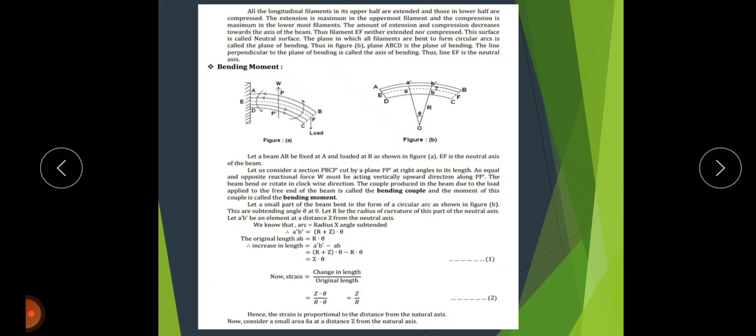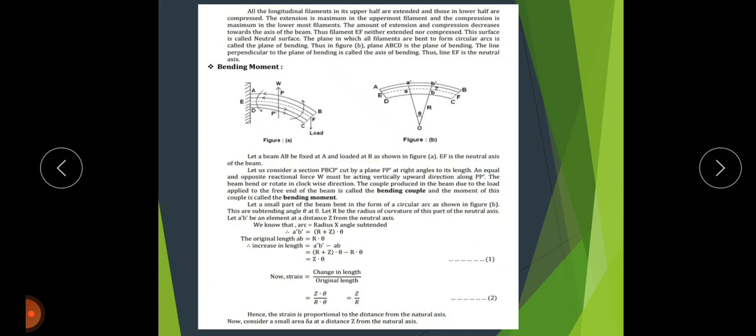The beam bends or rotates in a clockwise direction. The couple produced in the beam due to the load applied at the free end of the beam is known as the bending couple.